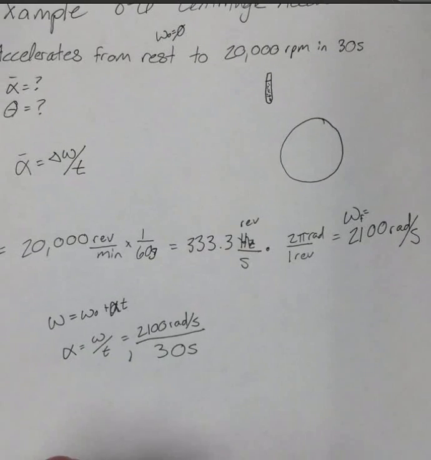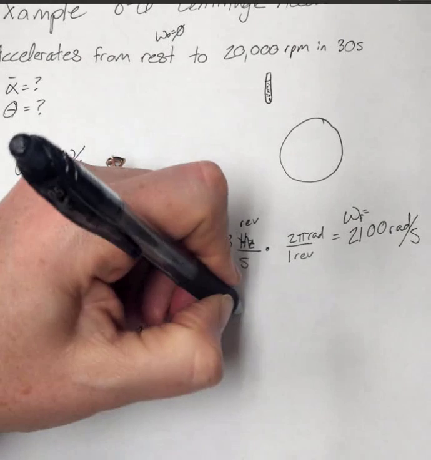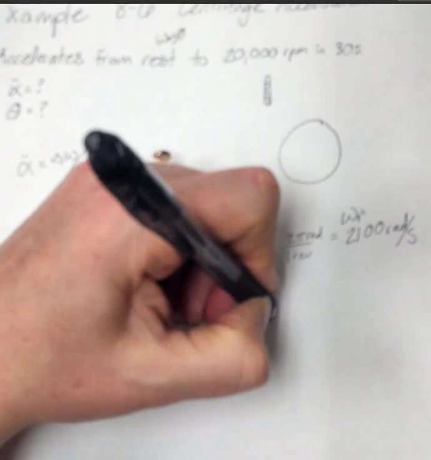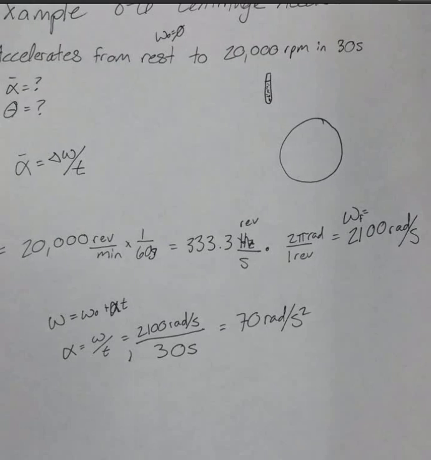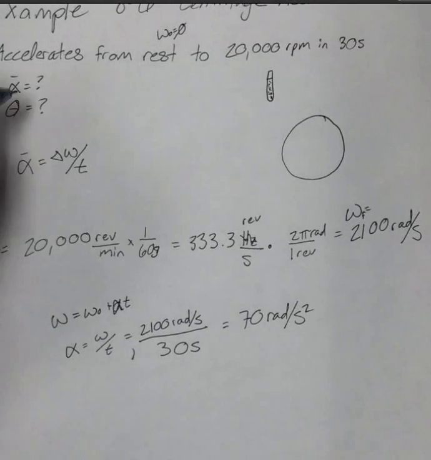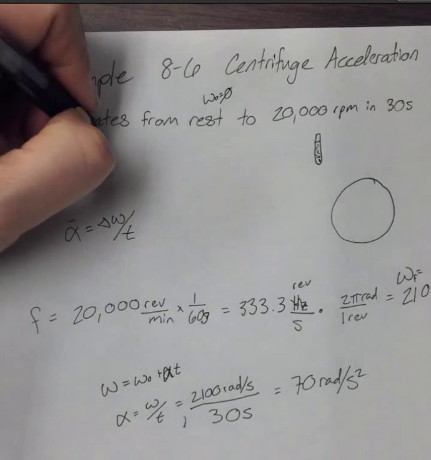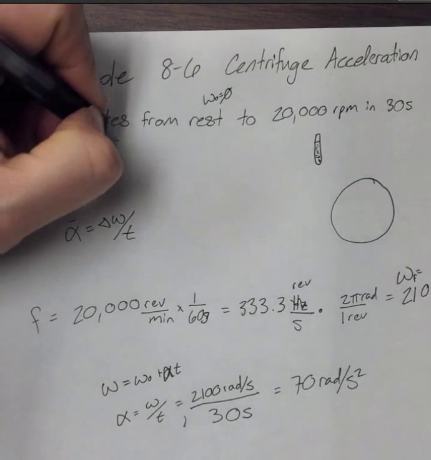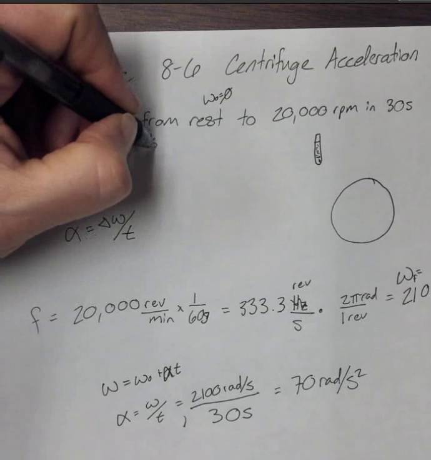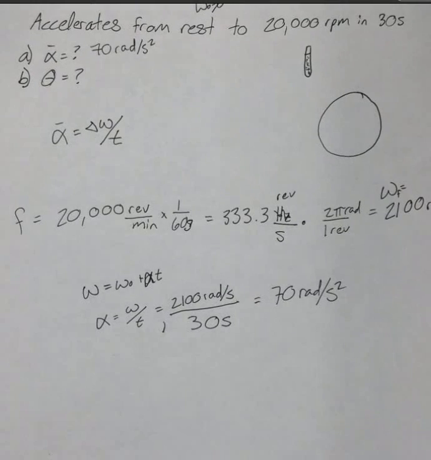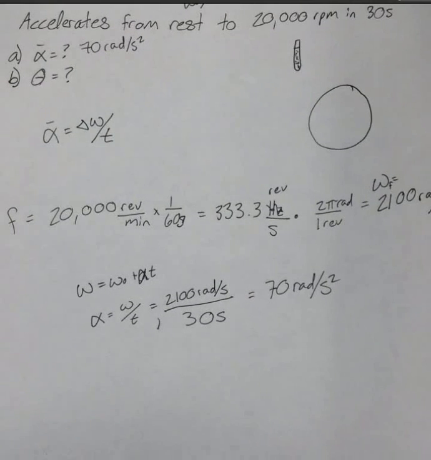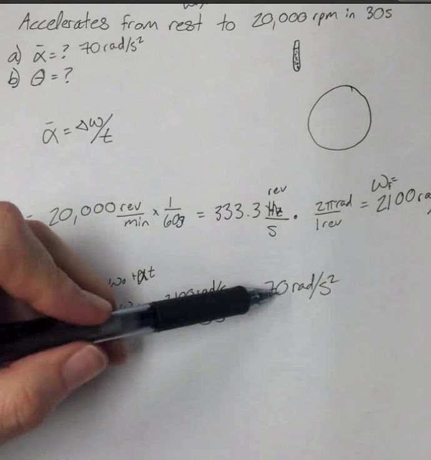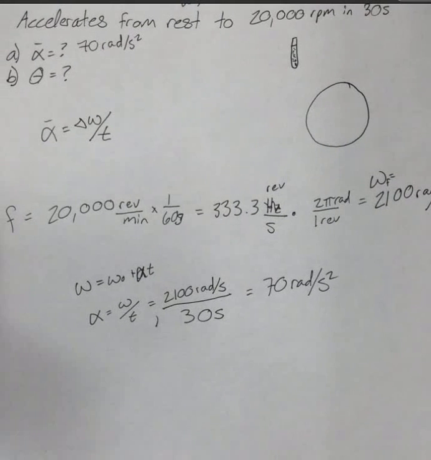So that gives us 70 radians per second squared. So now we've got our rotational acceleration, 70 radians per second squared. And now we want to know how many revolutions it's made. So we know acceleration, we know initial and final velocity, we know time. We do not, however, know displacement.